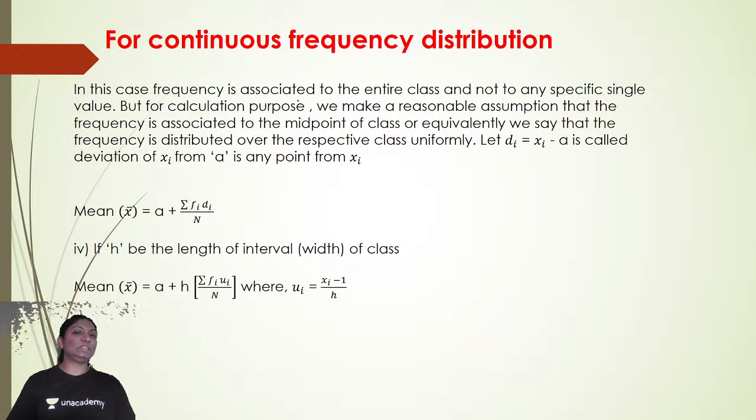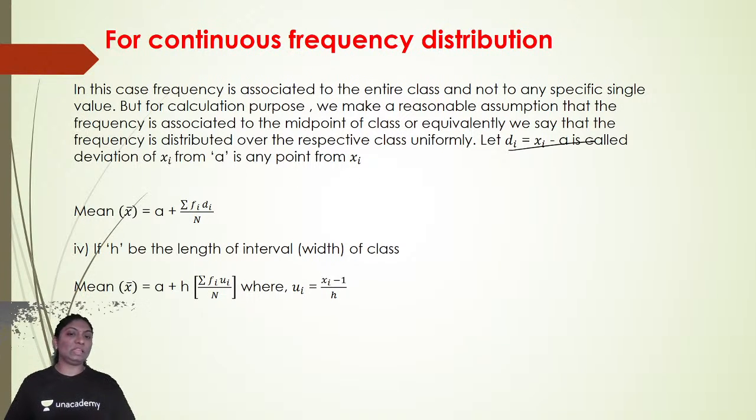Now see the continuous frequency distribution. In this case, frequency is associated with the entire class and not with any specific single value. But for calculation purposes, we make a reasonable assumption that the frequency is associated with the midpoint of a class, or equivalently we say that the frequency is distributed over the respective class uniformly. Now let di is equal to xi minus a, where di is called the deviation of xi from a, and a is any point from xi.